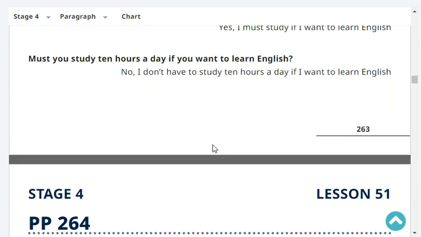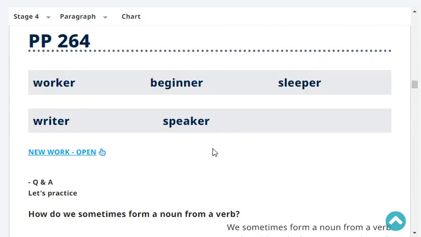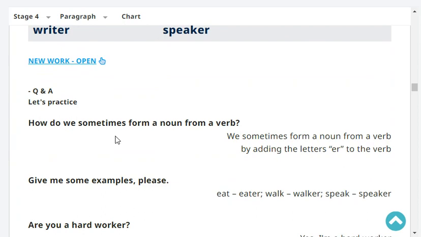Must you study 10 hours a day if you want to learn English? No, I don't have to study 10 hours a day if I want to learn English. Very good.